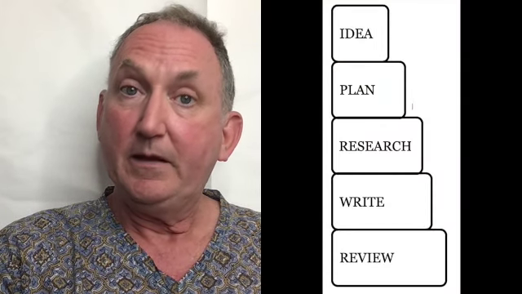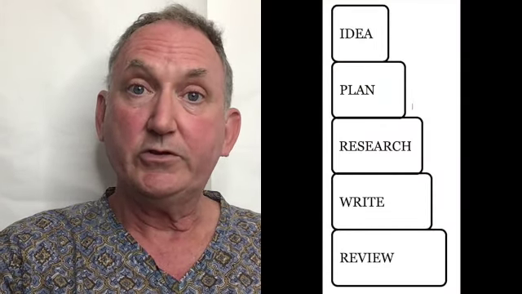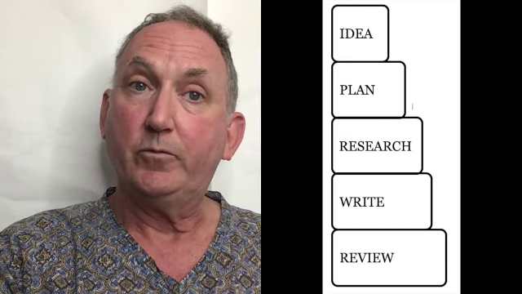The 5 steps are idea, plan, research, write, and review. Let's look at these 5 steps in detail. The first is idea. Idea asks the question, what are we going to talk about? This is where we can brainstorm about things we want to write about. Next is plan. Here we ask the question, what is the purpose of your writing?